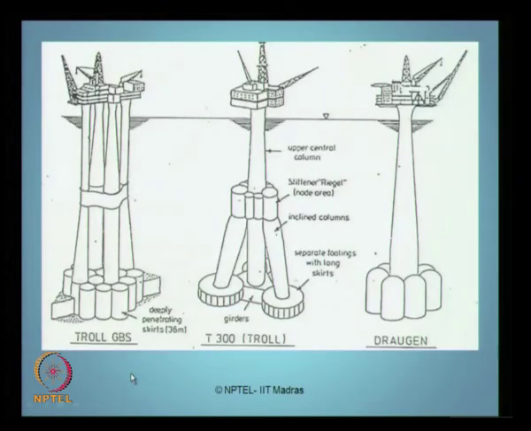That is why the name gravity base structure is given to these kinds of platforms. The picture you see here shows other 3 varieties of gravity based platforms constructed in the world. Troll GB is a very famous platform which contains a lot of caissons at the bottom. T300, which we call the Troll platform, and Dragon has a single tower with a lot of caissons at the bottom, which have very common and similar topside facility. Of course, the limitation in depth cannot exceed 300 meters as far as these kinds of platforms are concerned.